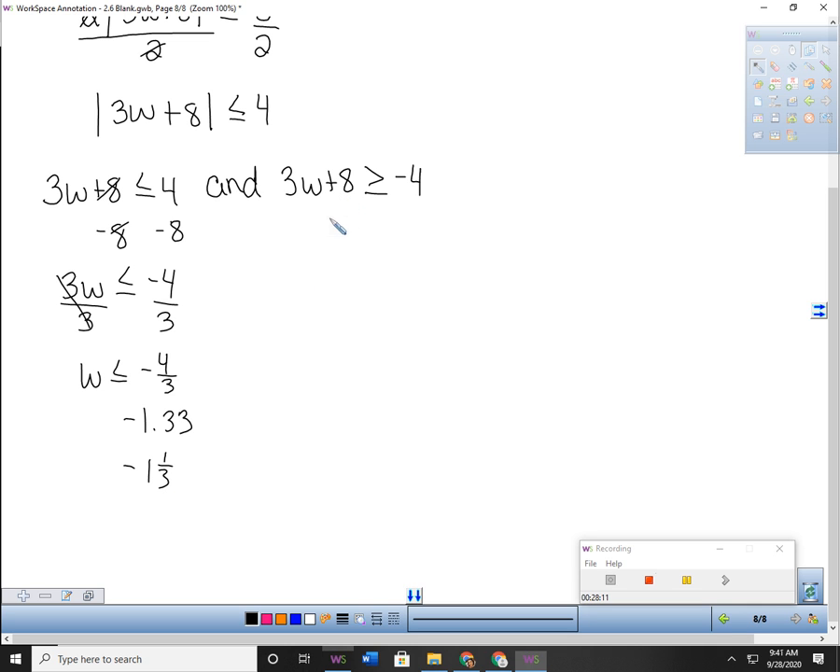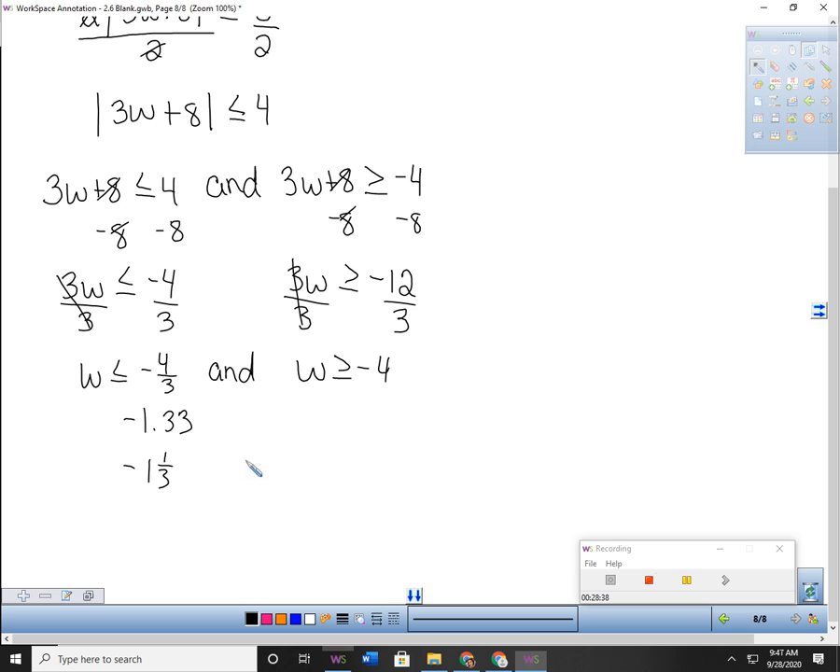Alright, same thing over here. Subtract the 8. So 3w is greater than or equal to negative 12. Divide by 3. So w is greater than or equal to negative 4. And don't forget this is an and, right? So when it's an and, then we can write it as one statement.